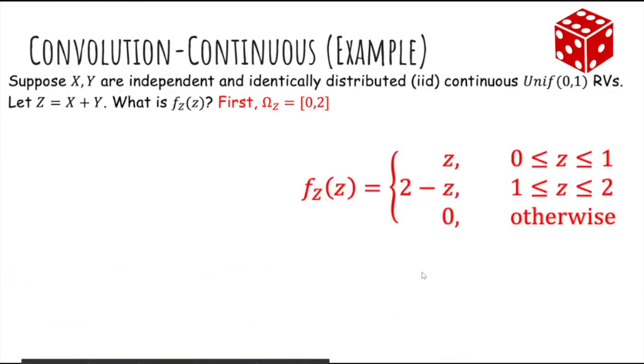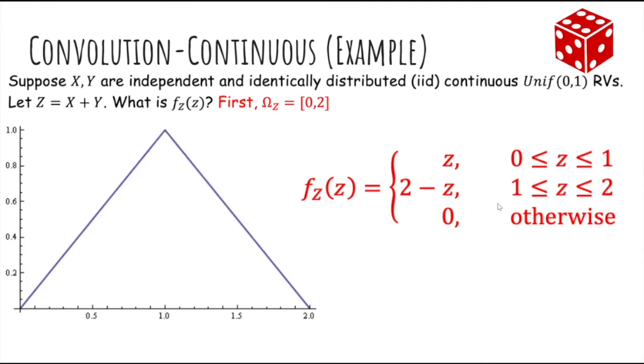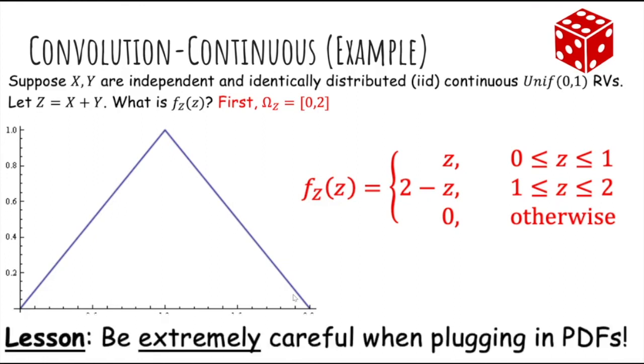So in general, this is the final result. The density function is z in the range 0 to 1, and 2 minus z in the range 1 to 2, and 0 otherwise. It looks like a triangle, which makes sense because there are a lot of ways to get a sum of 1, but only a few ways to get a sum of 2. That's if both X and Y are exactly 1. In general, you have to be really careful when you're plugging in PDFs because the bounds can be tricky. Thanks.